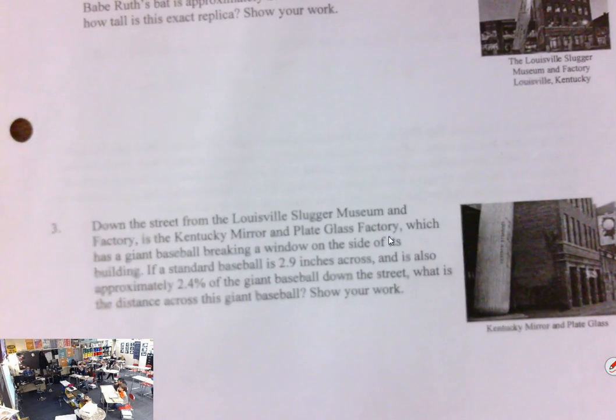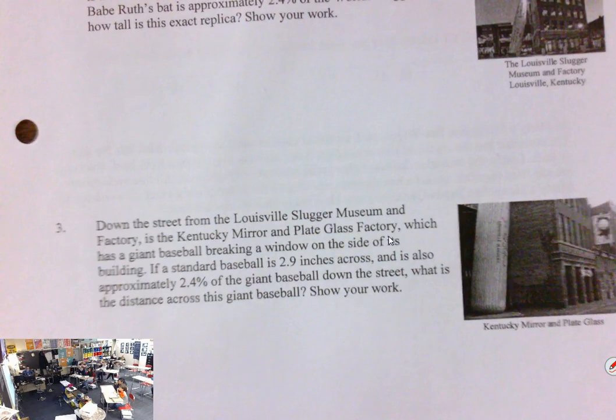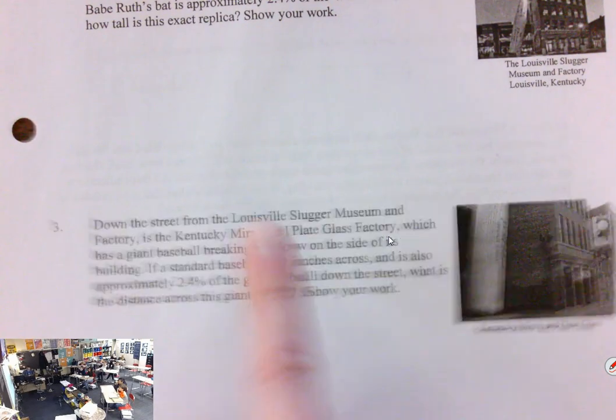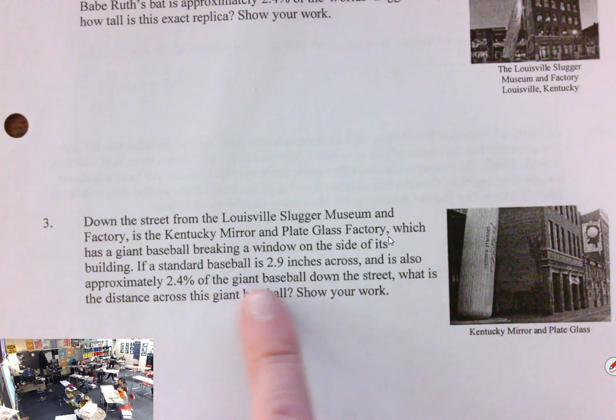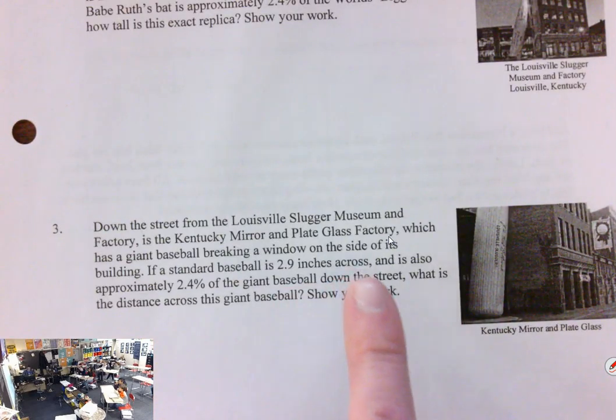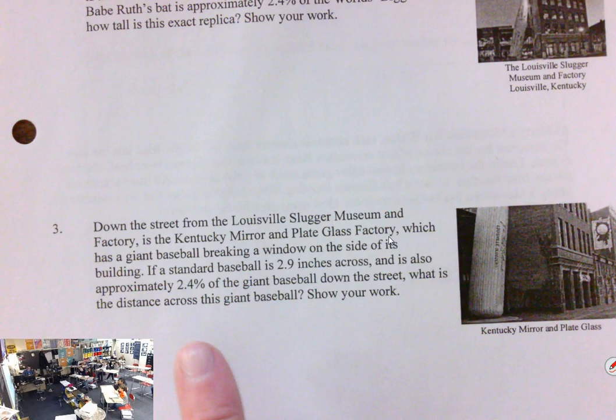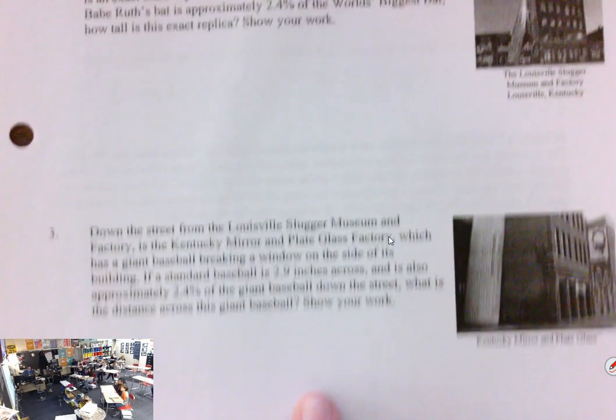Again, talking about baseball, I like that they relate all these things. I'm trying to get this to focus. So, jumping through the info, just the problem setup. If a standard baseball is 2.9 inches across and is also 2.4% of the giant baseball down the street, what is the giant baseball's distance across? Notice anything that's the same in all 3 of these problems?